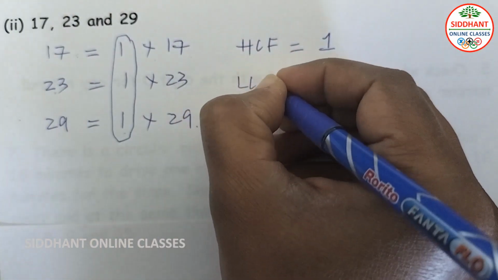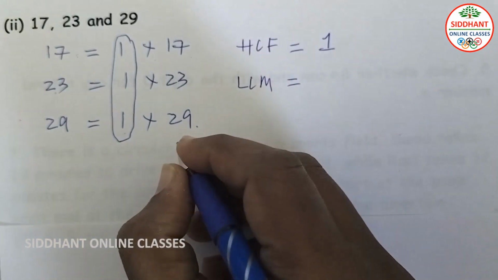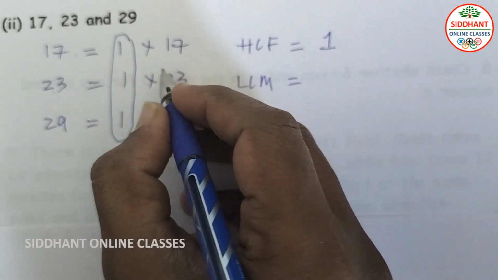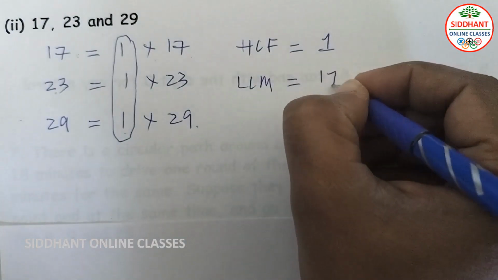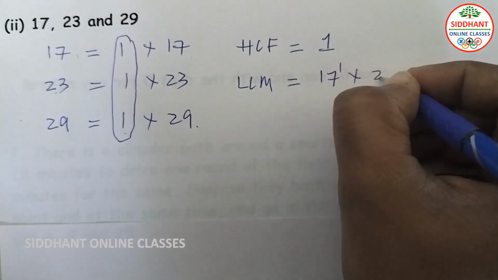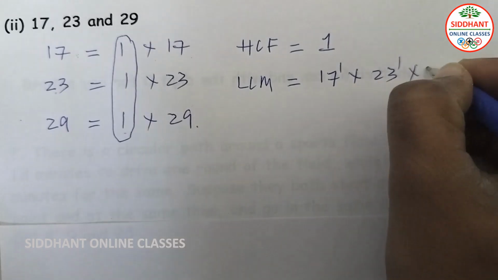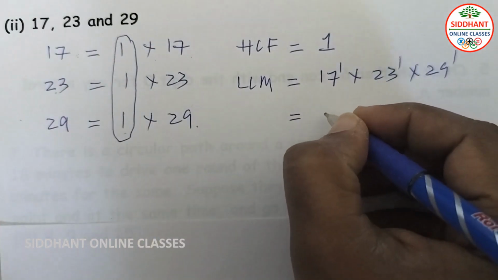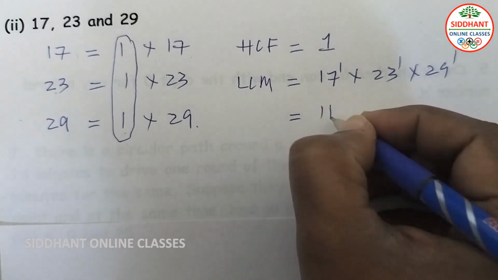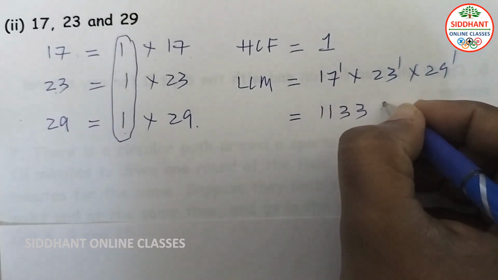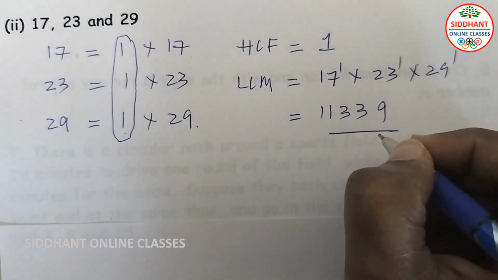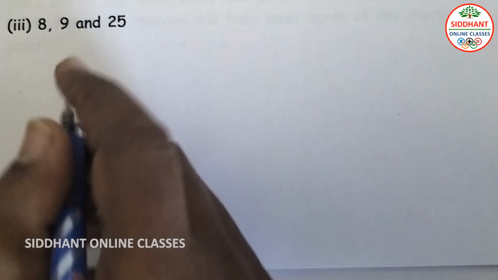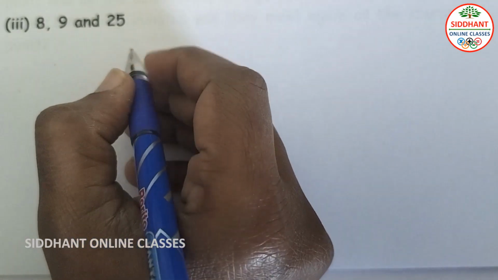And the LCM is the product of the greatest power factors, that means 17 to the power of 1 into 23 to the power of 1 into 29 to the power of 1. When you multiply this, we get 11339. So this is the LCM and this is the HCF. Next, third, 8, 9, 25.